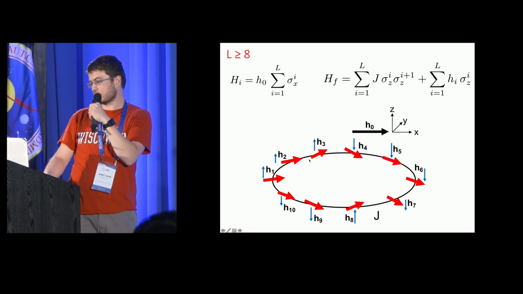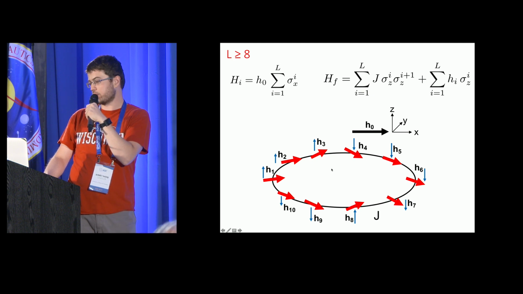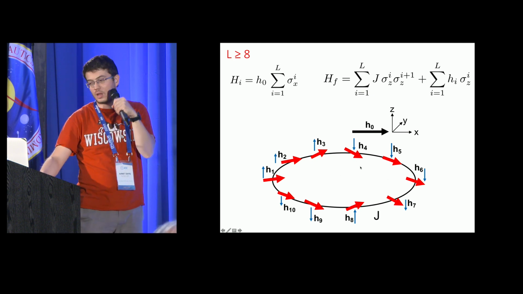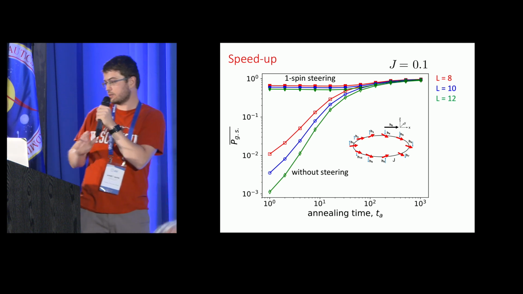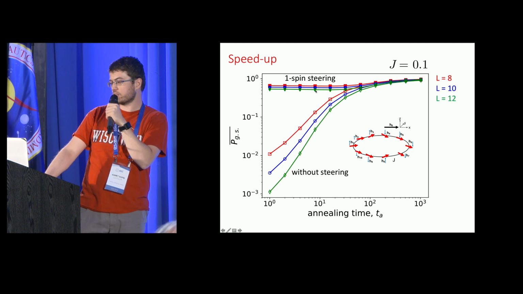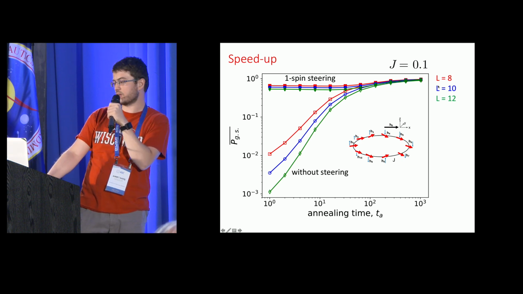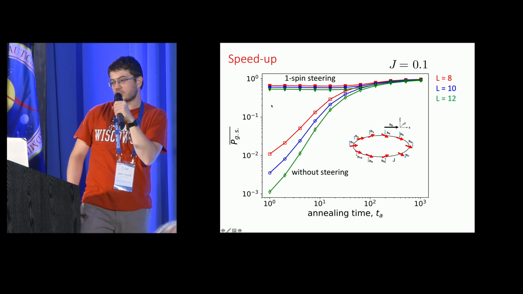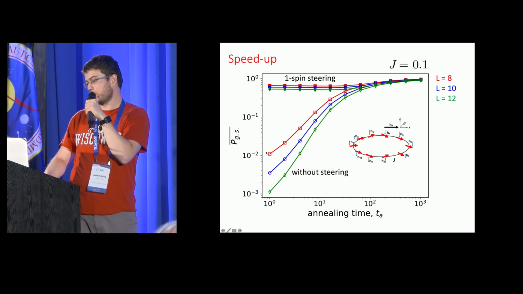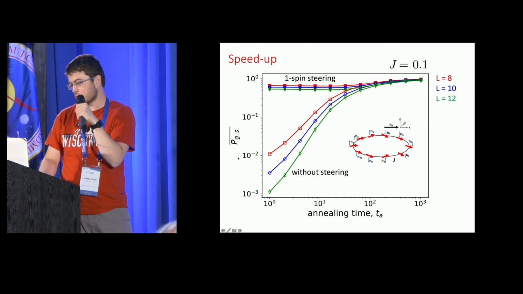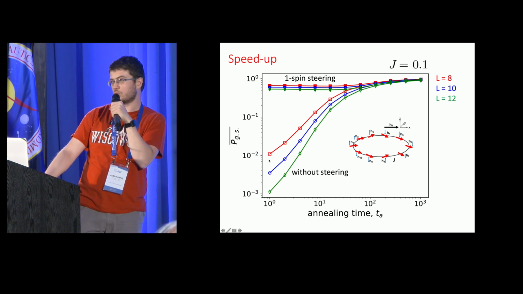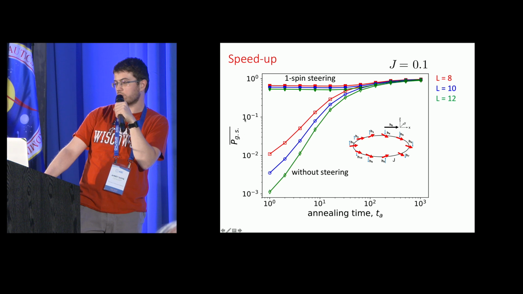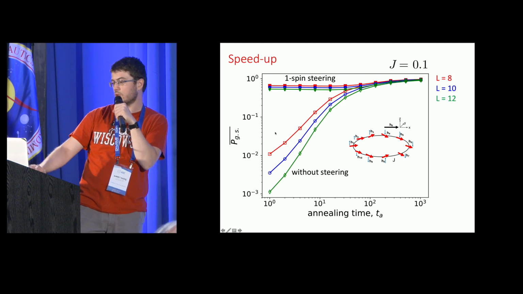Let's apply this idea to larger systems. As I said, we are trying to solve the one-dimensional Ising model with random field in the z direction. We observe a similar speedup if we apply one-spin steering for system sizes 8, 10, and 12. It's possible to increase the average ground state probability from much smaller values, around 1 divided by 2 to the L, to closer to 1 for these system sizes.